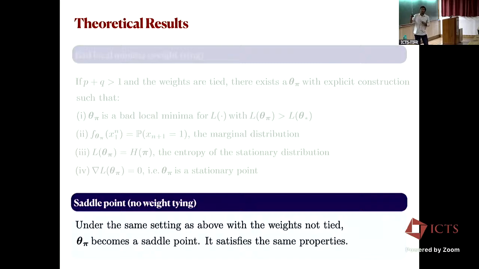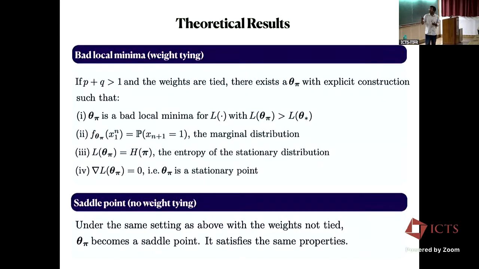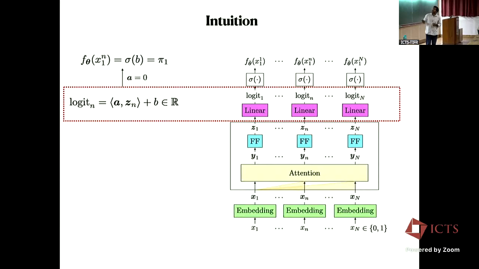So, to give you some intuition about how we establish this. The main idea is that, as I was saying before, in this linear layer, if your weight A is 0, the prediction is just a constant. It just depends on this simple bias, and you can choose this bias so that it equals pi 1, which is just the marginal probability for symbol 1. This is not hard to realize.